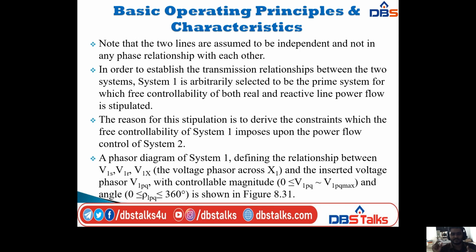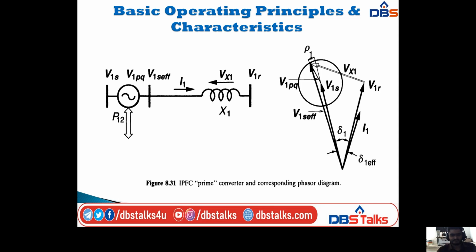So a phasor diagram of system 1 defining the relationship between V1S, V1R and V1X, that is the voltage across the reactance X1, and the inserted voltage phasor V1PQ with controllable magnitude and angle is shown in the diagram. That is, the voltage magnitude is between 0 and V1PQ maximum and the angle is rho, that is 0 to 360 degrees. I will show those diagrams. Here this is for the first one.